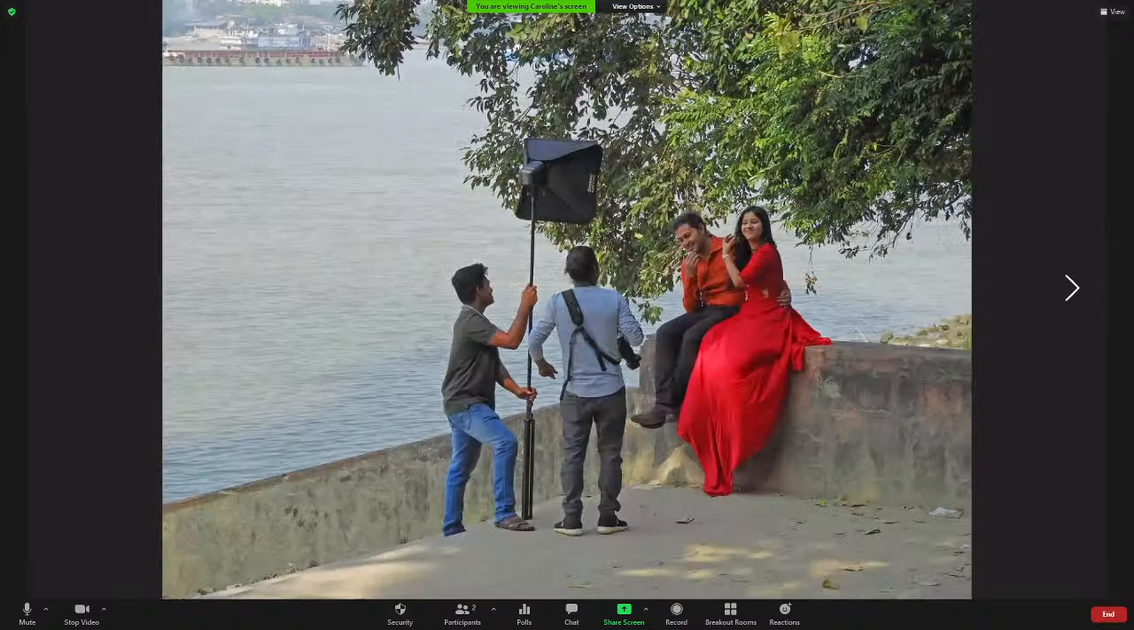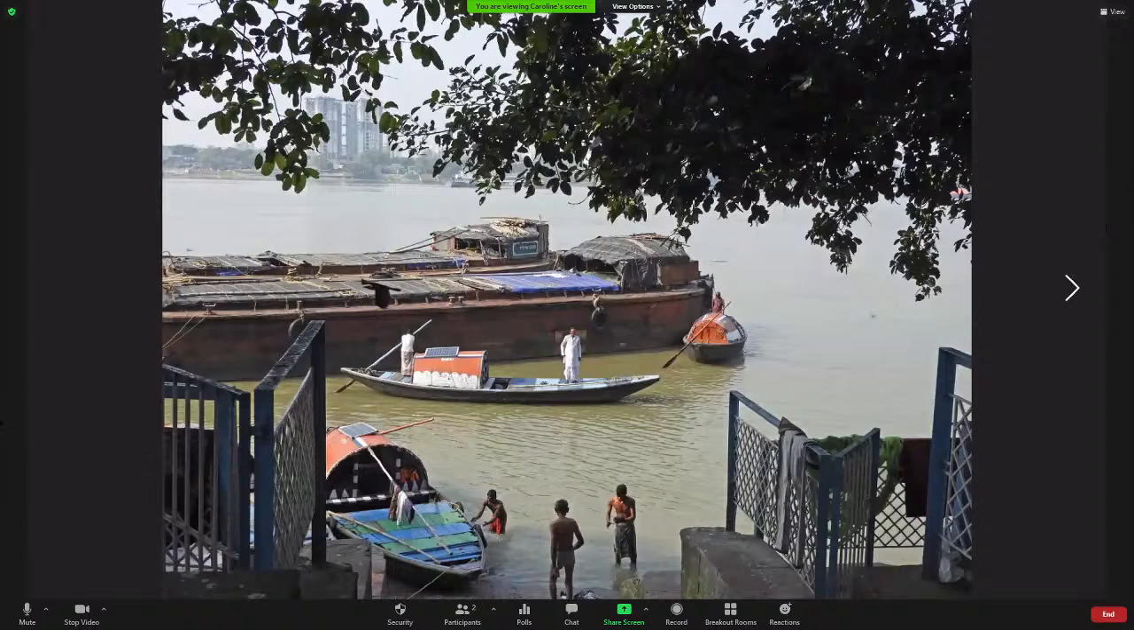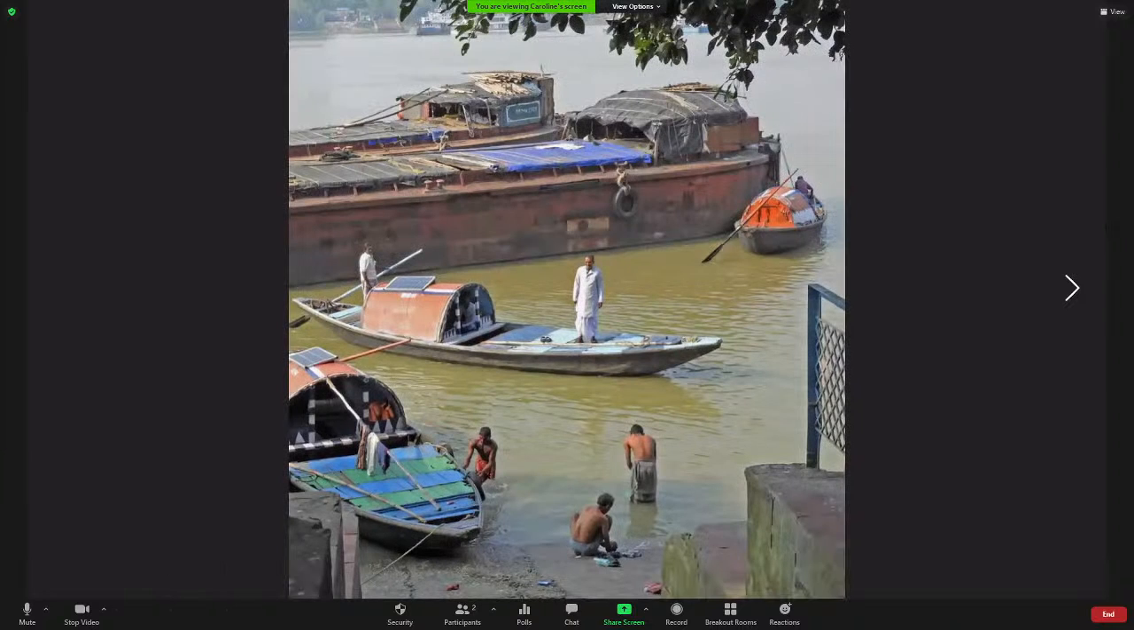Other people were taking photographs. I'm not quite sure what they were doing, but they looked quite happy. And then there's, again, people going backwards and forwards to barges, washing in the river. And it was just fascinating.